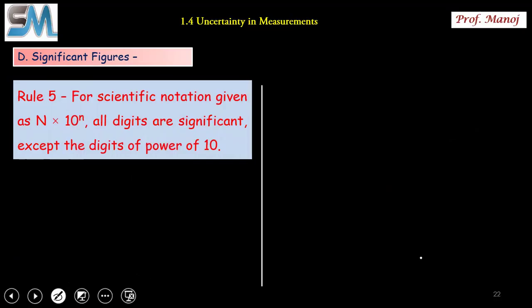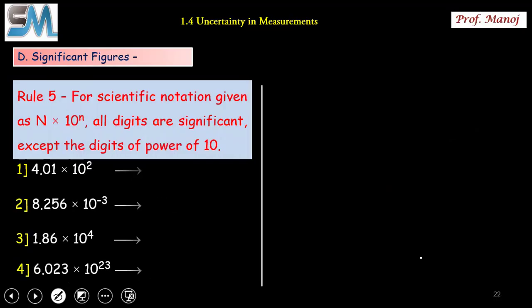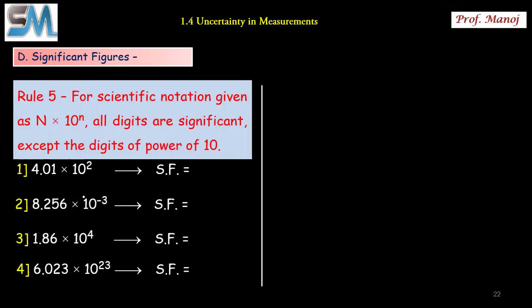Coming more to the rules. If notations are given in the scientific notation format, we have to completely ignore the powers of 10, and significant digits are only counted for the rest of the number. So 4.01, there will be 3. 8256, 4 significant. 1.86, 3 significant. 6023, 4 significant figures.